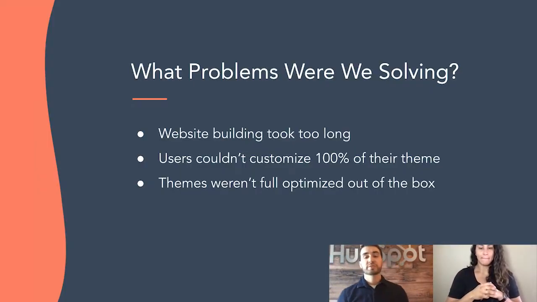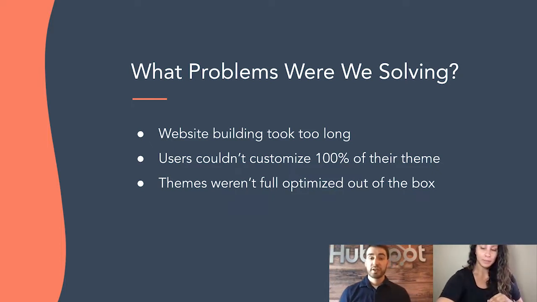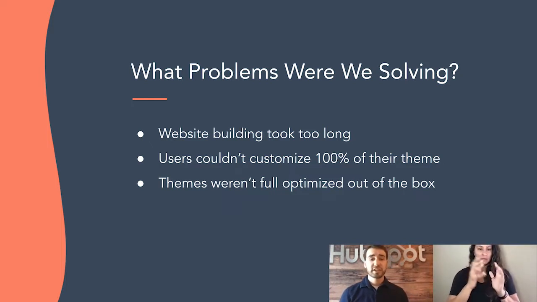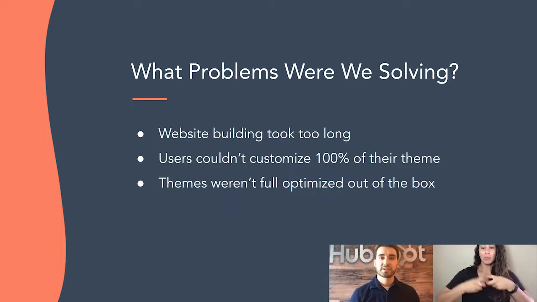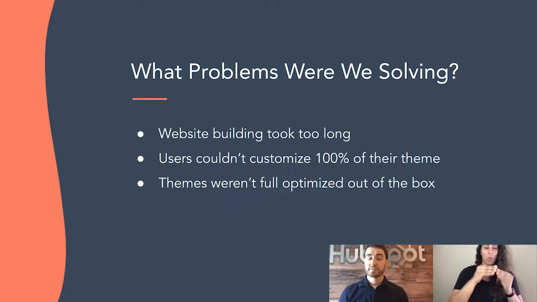So what problems were we trying to solve for when we built out the growth theme? The first problem is that the website building process just took too long. We wanted to find ways to make our users more efficient so that they can build out their websites a lot faster. The second problem is that users couldn't customize 100% of their theme. They could maybe get about 80% of the way there, but there was an awkward 20% gap where they were lacking functionality to edit things that they wanted to edit. So we wanted to make sure that the theme was a little bit more flexible for those users.